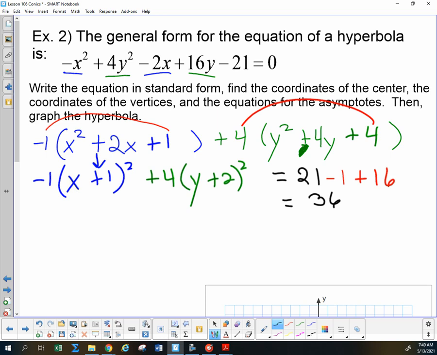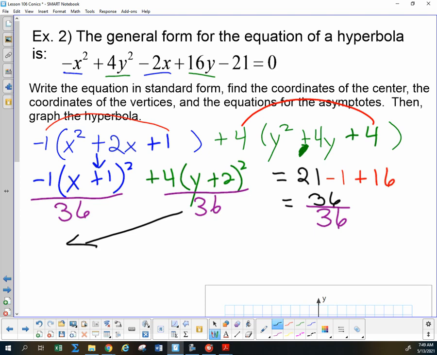Now, I have minus something with the x that's squared, plus something with the y that's squared, equals 36. Hyperbola equations need to equal what on the right side, everybody? 1. So I need to go through and divide all of that. Divide the right by 36, divide this by 36, divide this by 36. And I'm going to put my positive one first, just because I kind of like it that way.